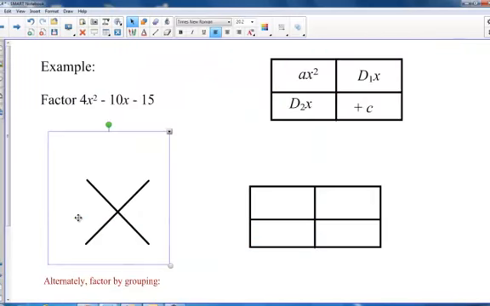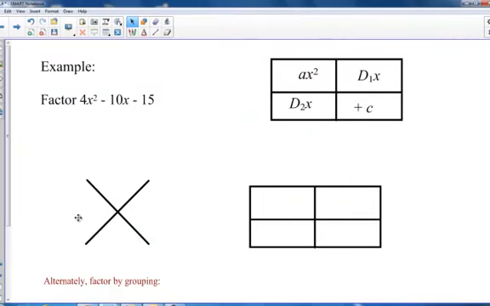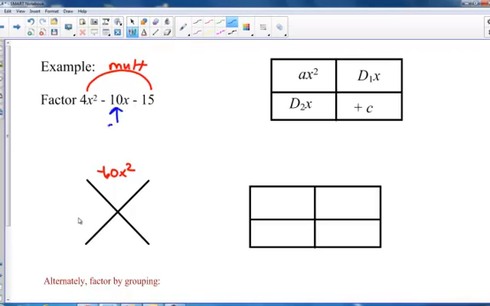So we have another big daddy here. Two numbers multiply to give us 4 times negative 15, which is negative 60x squared, and that adds to give us negative 10. If you're losing your negatives, slash and dash.